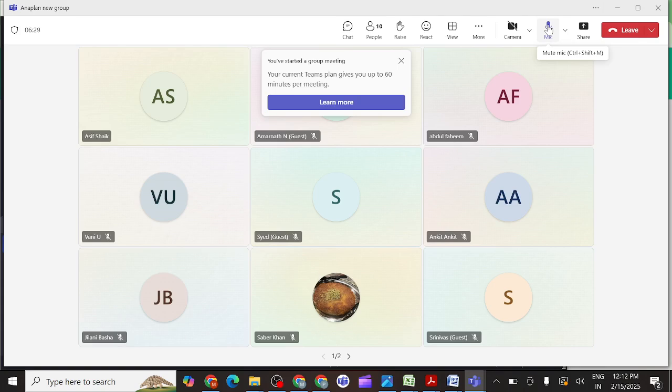What is your project use case and user story? Yes, are you there, Saber Khan? Yes, are you there or not?